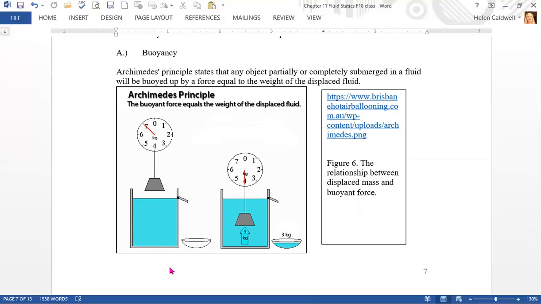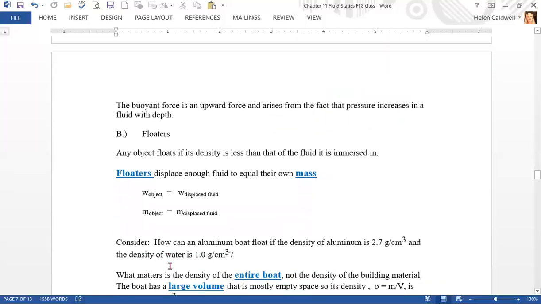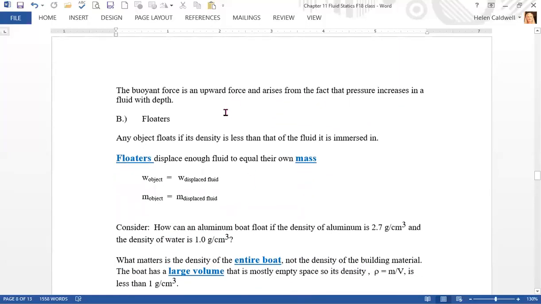So there's a relationship between displaced mass and the buoyant force. The buoyant force is that upward force that supports any object when it's submerged in a fluid. Floaters. An object floats if its density is less than that of the fluid it's immersed in. So floaters displace enough fluid to equal their own mass. The mass of the object equals the mass of the displaced fluid if you're floating.